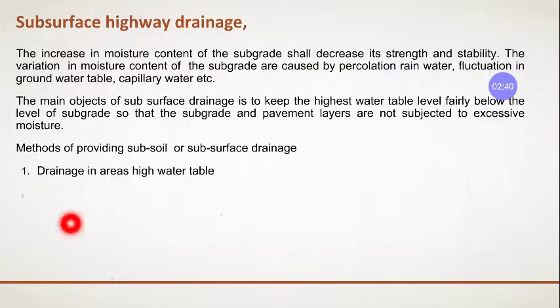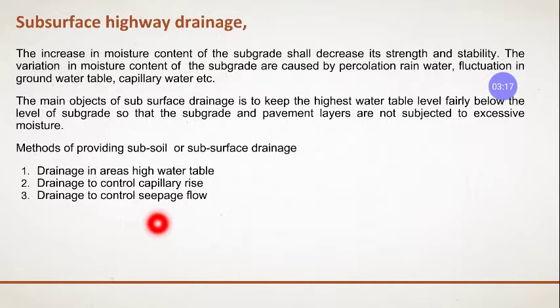First one is drainage in the areas where a high water table is there. If there is a high water table, then how are you going to reduce it? Right, drainage. Then drainage to control capillary rise. Capillary rise means from the pores of the soil, the water tries to move upwards, against gravity. That is called capillary rise.